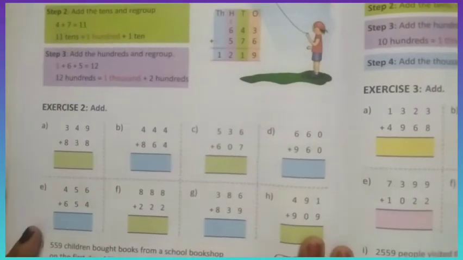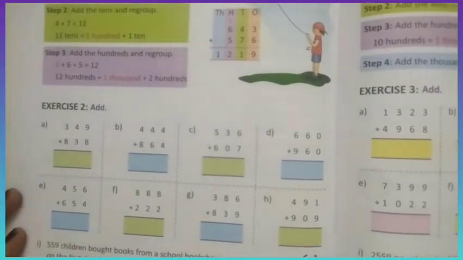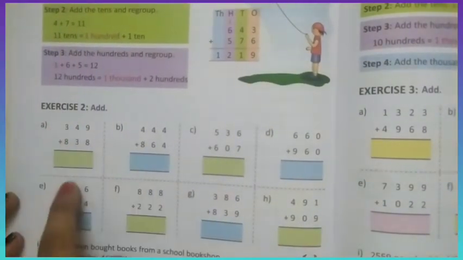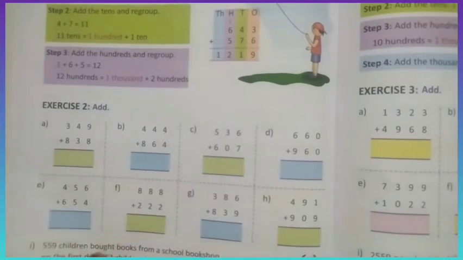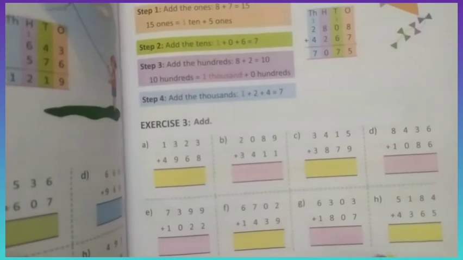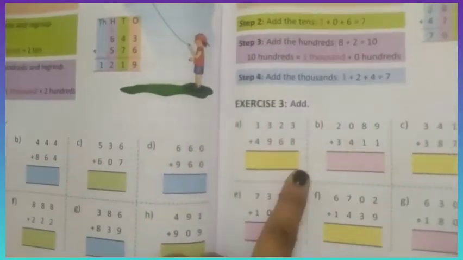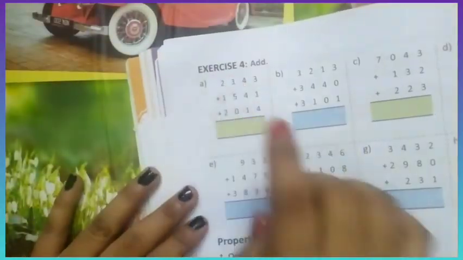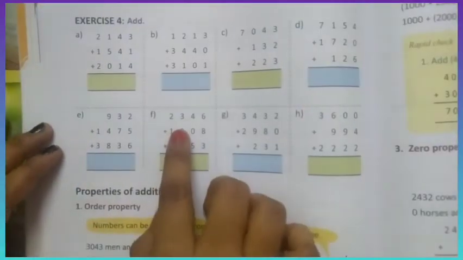Look here children, in textbook page number 96, exercise 2 is your homework. Complete these in the textbook, and this also and this also: exercise 2, exercise 3, exercise 4. Complete in your textbook only. Now I will explain these word problems. Write in your fair notes.